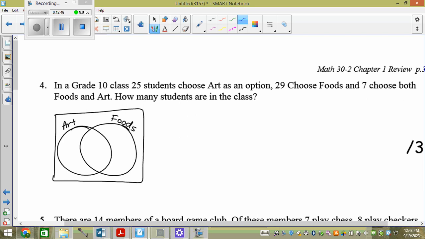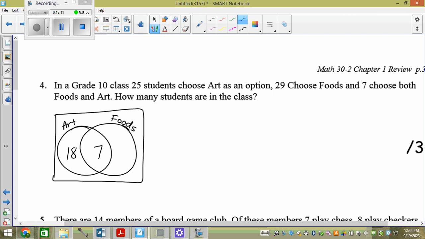So, how many kids are in both? 7. How many are in art only? 18. Why did you subtract them? Because 7 do both, but they still do art. They're still in art. So if it said, paying attention please, there's too much talking.